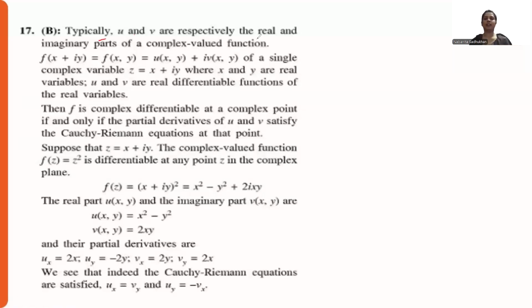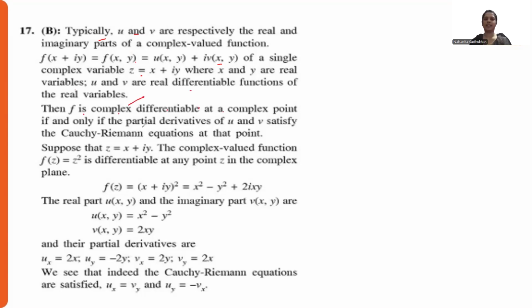So u and v are the real and imaginary parts of the complex valued function. So f(x + iy) can be written as f(x, y) = u(x, y) + i v(x, y) of a single variable z = x + iy, where x and y are variables. u and v are real differentiable functions of real variables.